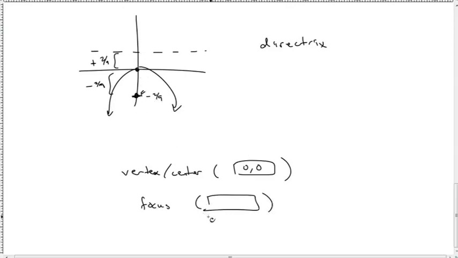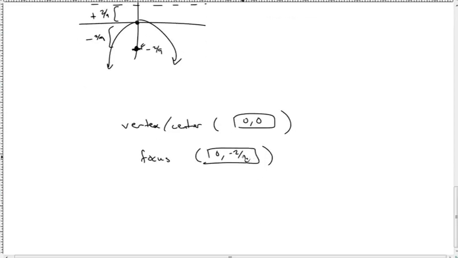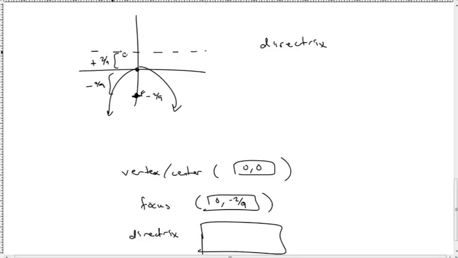Notice that my x value is 0, but my y value is a negative 2/9. That's easy. And then it says find the directrix. Now the directrix is not a point, it's an equation, so it just kind of has a box like that. If you notice, it's a horizontal line.